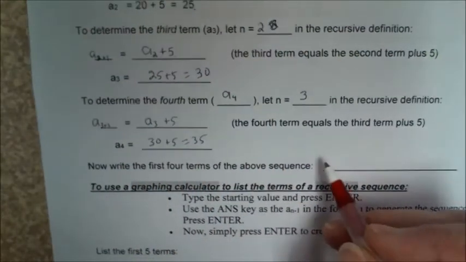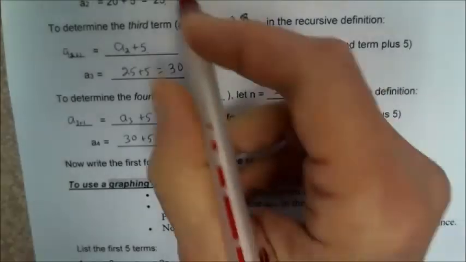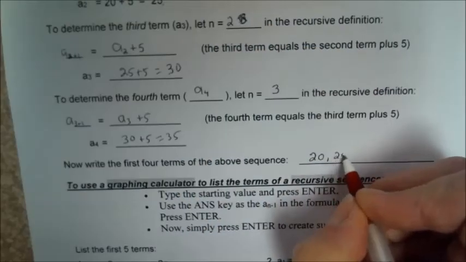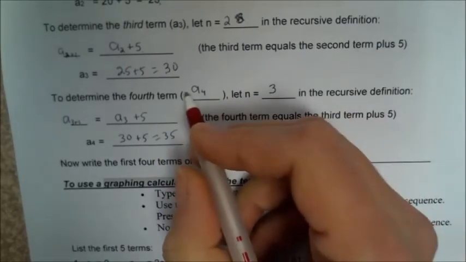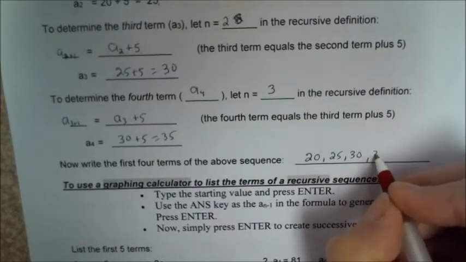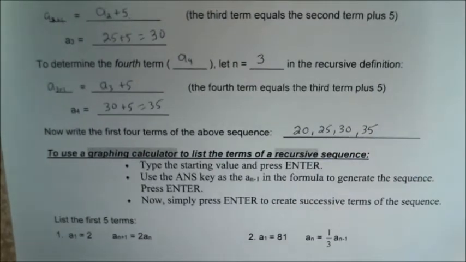So we're going to write the first 4 terms out in a line. So the first term is 20. The second term we calculated to be 25. The third term we calculated to be 30. And the fourth term we calculated to be 35. So those are your first 4 terms, and you could probably figure out all the rest of the terms in this sequence.